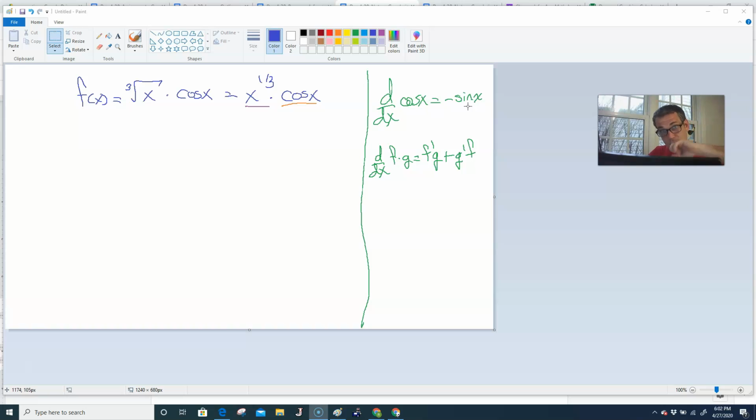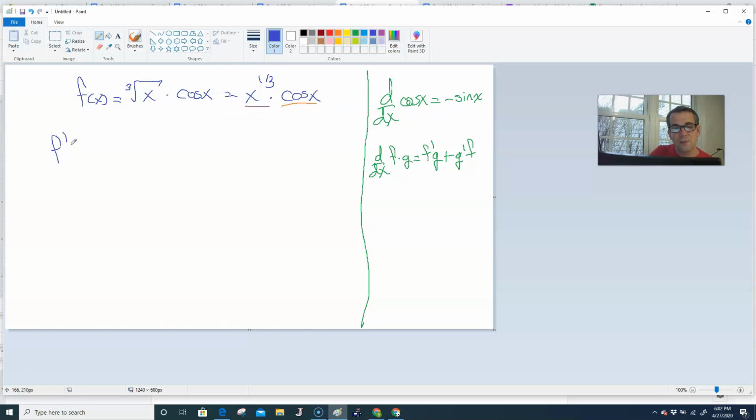And, of course, I'll have to use the product rule, which says we'll take the derivative of the first function times the second function. I'm going to add to that the derivative of the second function times the first function. And I will try to color code this as best I can to make things as clear as possible.